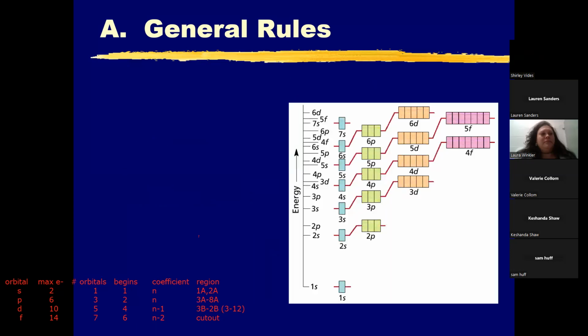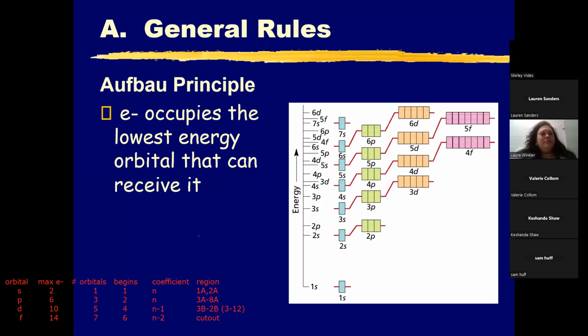All right, so the Aufbau principle is another rule, and it says that every electron will occupy the lowest energy level first. There are a couple of exceptions to this, but mainly, yes, this is followed to the T.